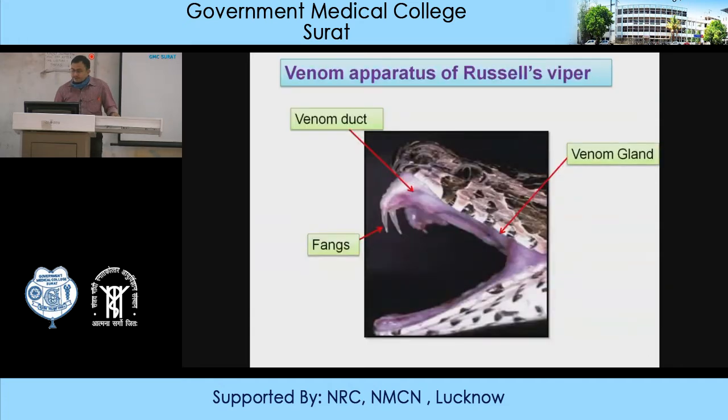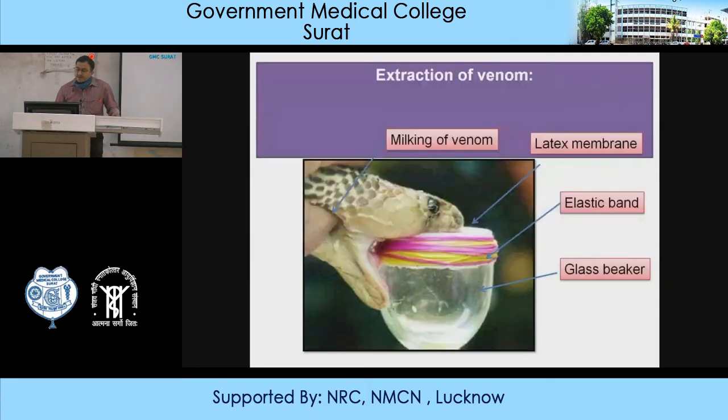Fang, this is the viper. Venom apparatus of Russell's viper: venom gland, venom duct, and fang. It looks like a hypodermic needle. Now extraction of venom in a laboratory for making antisera. They use a glass beaker, elastic band, and latex membrane. From it, milking of venom from the viper's mouth.